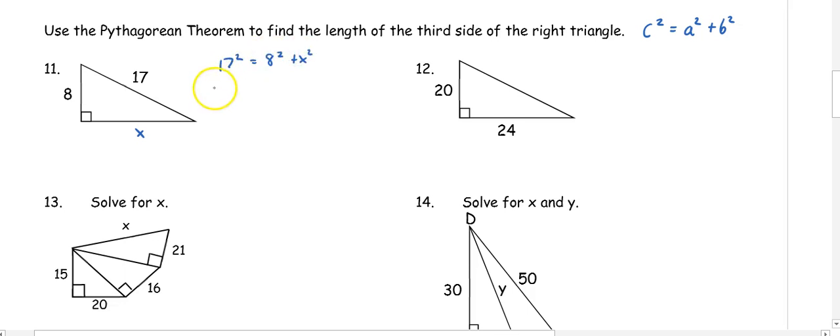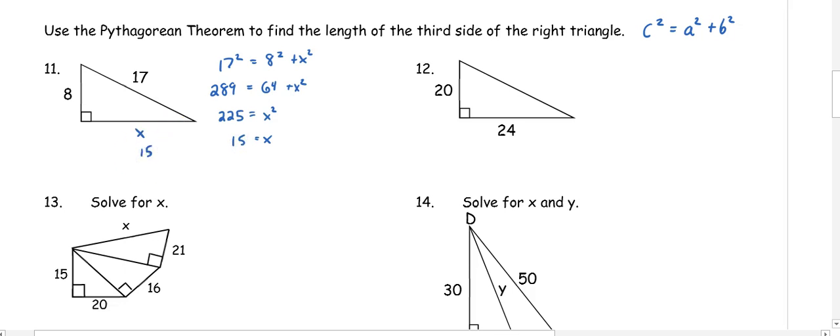x squared. We would get 289 is equal to 64 plus x squared. We can subtract 64 from both sides, so 225 is equal to x squared. When we take the square root, we get that x is 15.